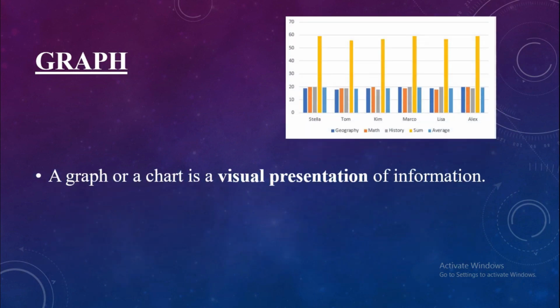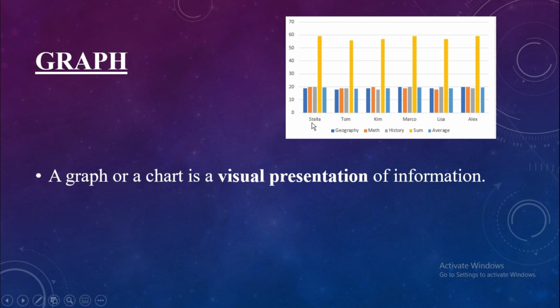A graph or a chart is a visual representation of information. So we can call a graph a chart also. The other name of graph is chart. Okay. So it is a visual representation of information. So here we have a picture of a graph. From this it is clear that it is a visual representation, right? It is a picture, right?